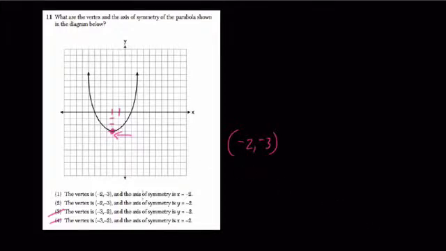And the axis of symmetry is a line that cuts your parabola in two equal pieces, and it always goes through the vertex. So here this line is x equals -2, right? If it was y equals -2, that would be a horizontal line here, where the height is always -2. So we need a vertex of -2, -3, and an axis of symmetry of x equals -2.